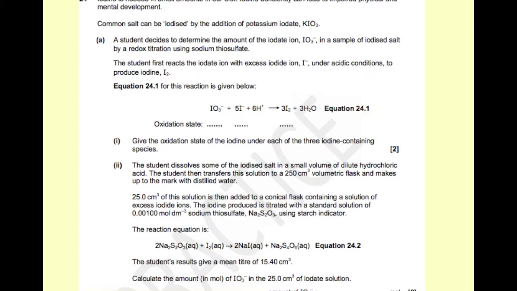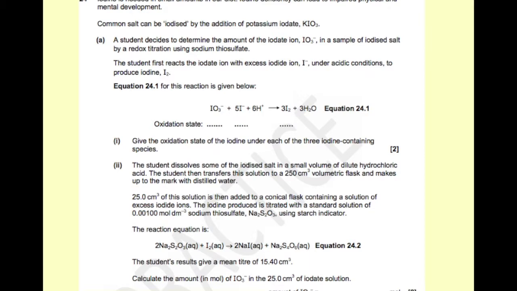Student first reacts the iodate ion with excess iodide ions under acidic conditions to produce iodine, and the reaction is given below. Give the oxidation state of the iodine under each of the 3 iodine containing species. I'm not going to answer that, this video is about titration, so that's just an extra non-related question.